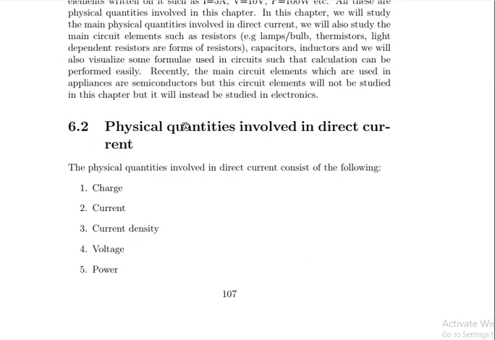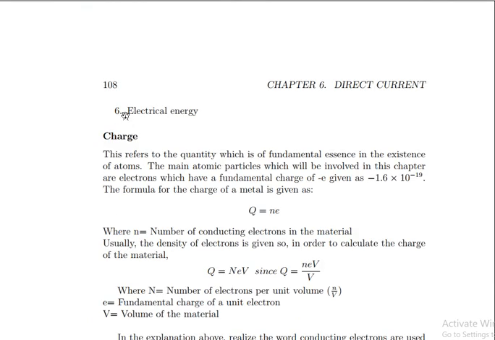So to start with, we're going to look at the different physical quantities involved in this chapter. The physical quantities are: number 1, the charge; number 2, the current; number 3, the current density; number 4, the voltage; number 5, power; and number 6, electric energy.